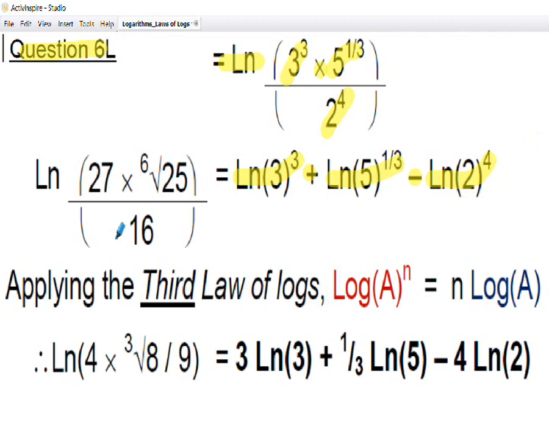Apply the third law of logarithms to the last line, I now get 3 times ln 3 plus a third times ln 5, take away 4 times ln 2. And I've simplified my problem in terms of bases 2, 3 and 5.